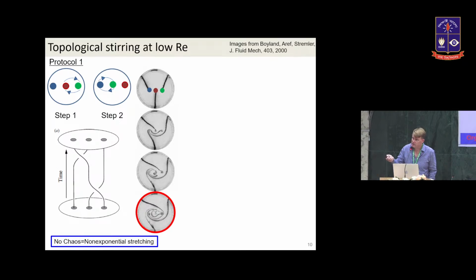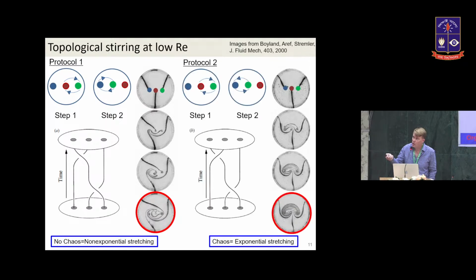The only difference between these two protocols is that in the first protocol, the second swap was in the clockwise direction. In the second protocol, the second swap is in the counterclockwise direction. Everything else is the same. So we swap once in the clockwise direction, once in the counterclockwise direction. But notice the tremendous difference in mixing that we get.